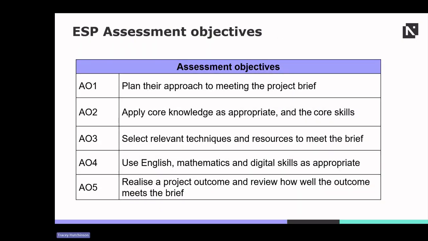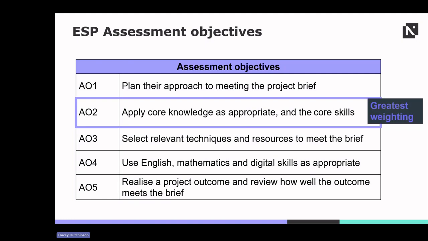There are 5 assessment objectives for the employer set project. AO2 focuses on the pathway, core skills, and core knowledge. This is usually around 50% of the overall weighting, and it highlights the importance of the application of vocational knowledge and vocational skills. AO4 looks at the effective use of the general competency framework in the assessment, with AO5 focusing on the evaluation and reflection of skills.